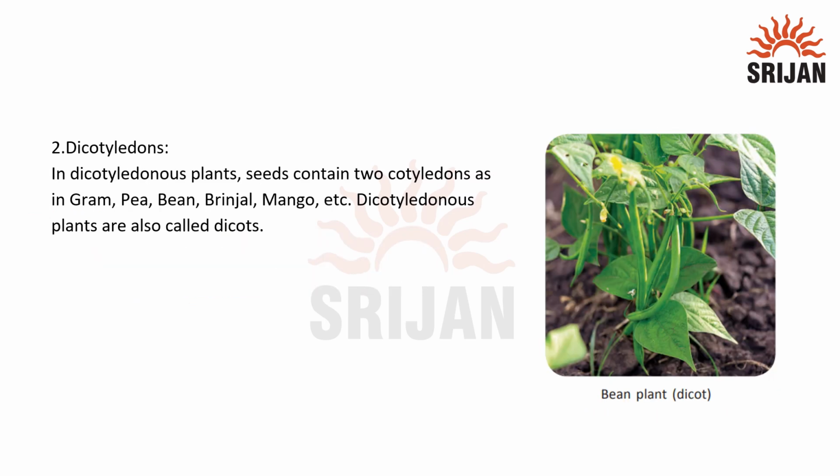The next one is dicotyledons. In dicotyledonous plants, seed contain two cotyledons. The name suggests di meaning two. Hence they have two cotyledons. Examples: gram, pea, bean, brinjal, mango. Dicotyledonous plants are also called dicots. This over here, the bean plant, is an example of a dicot.